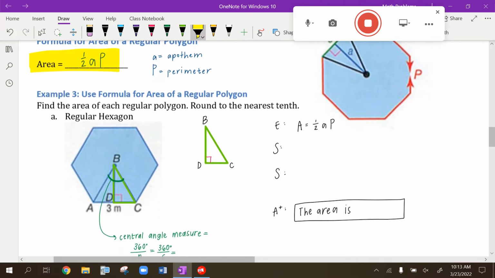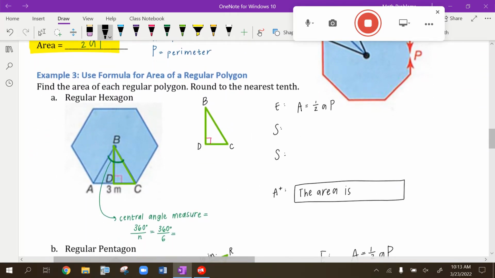Let me show you an example of using this formula, 1/2 A times P. It says find the area of the regular hexagon shown, round to the nearest tenth. The first step that I would do is find the measure of the central angle. I know that the central angle measure is always 360 over n. In this case, it will be 360 over 6, since there are 6 sides in a hexagon. So I know that this central angle measure, ABC, measures 60 degrees.